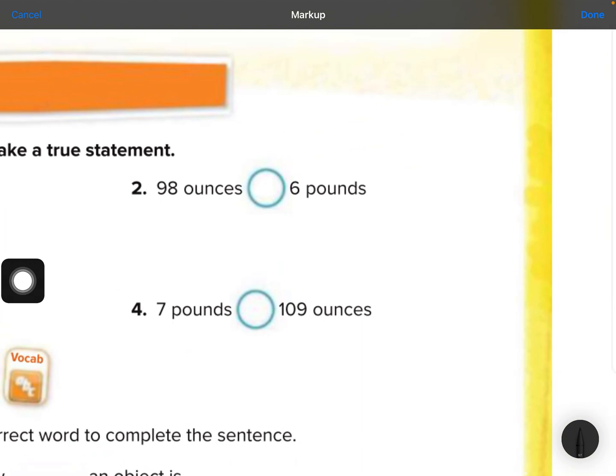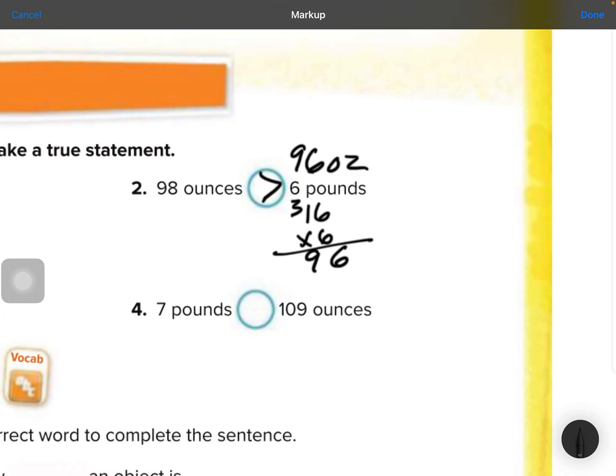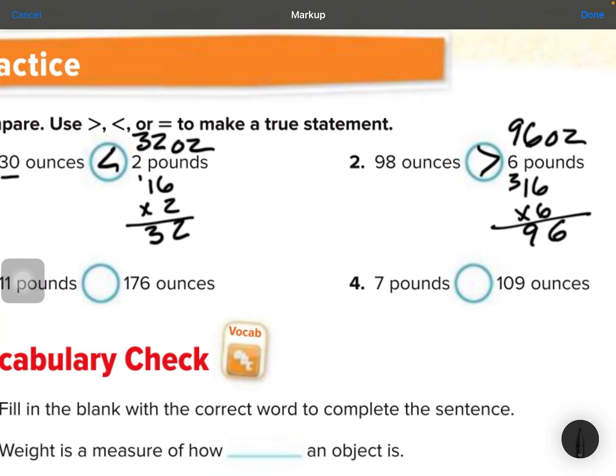Okay, number 2, 98 is greater than, less than, or equal to 6 pounds. Well, we do 16 times 6. 6 times 6 is 36. 6 times 1 is 6, 7, 8, 9, 96. We have 98 versus 96 ounces. We can see that 98 is just a little bit bigger.